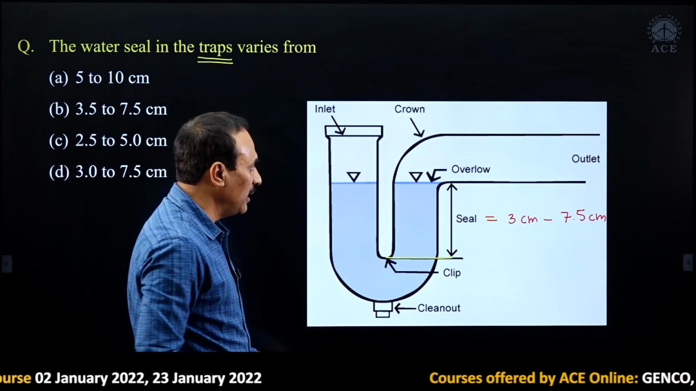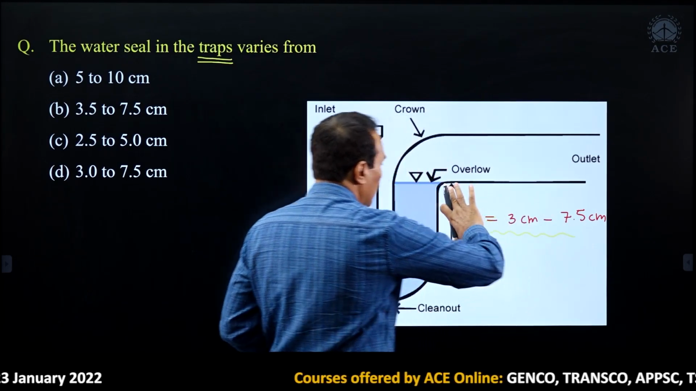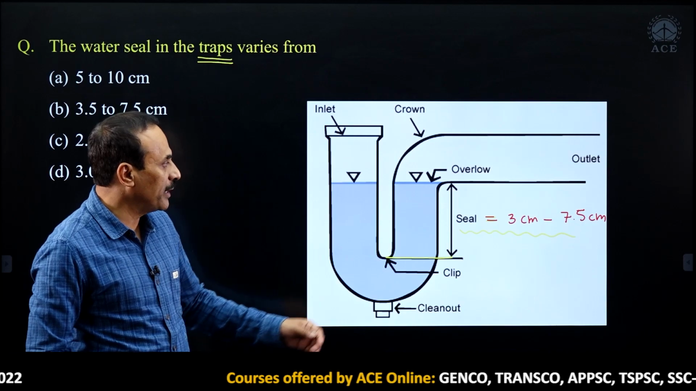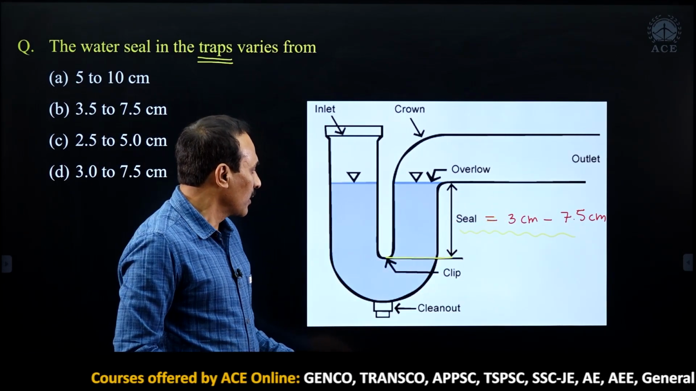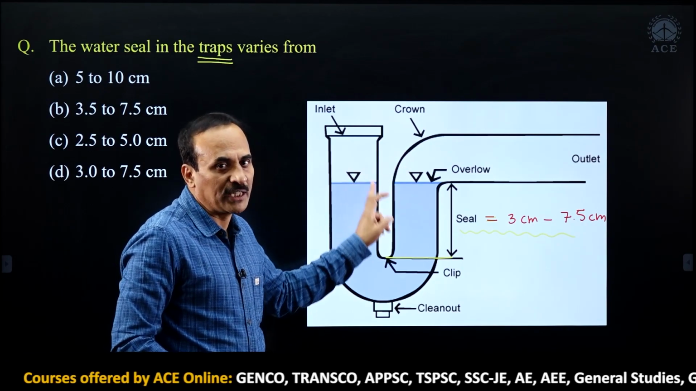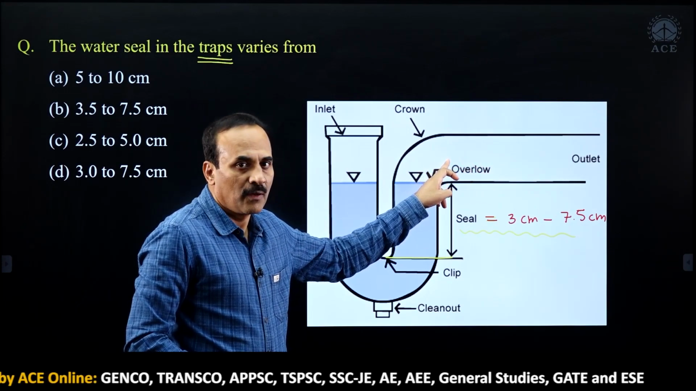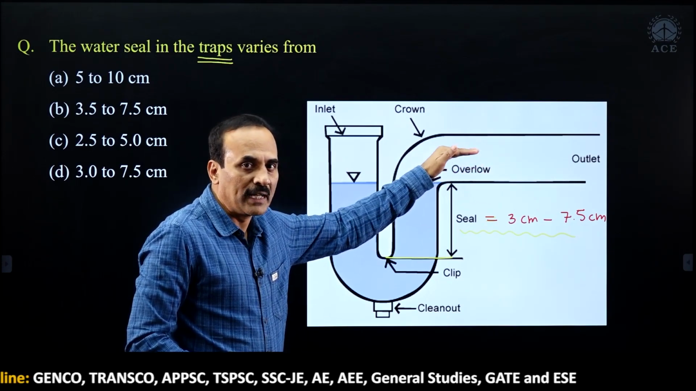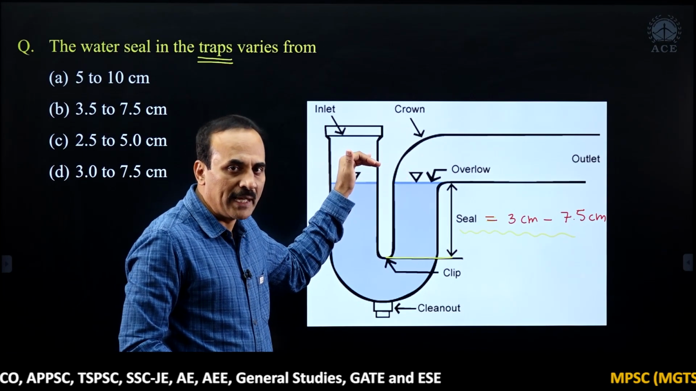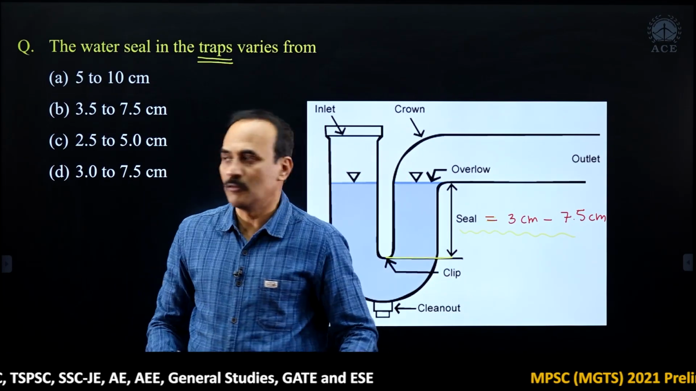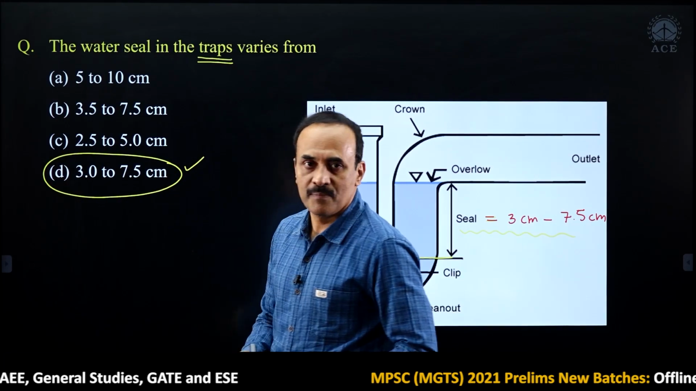As per Indian Code of Practice, the minimum height of the water trap should range from 3 centimeter to 7.5 centimeter, so that you get flushing action and you avoid the foul gases and all entering inside. You can make it as a sealant, you can make it as a water seal, 3 to 7.5 centimeters. So, the direct answer is option D.